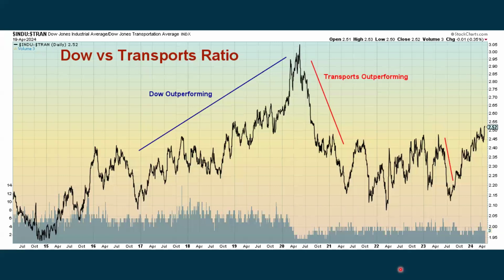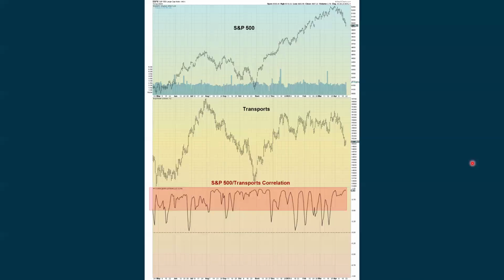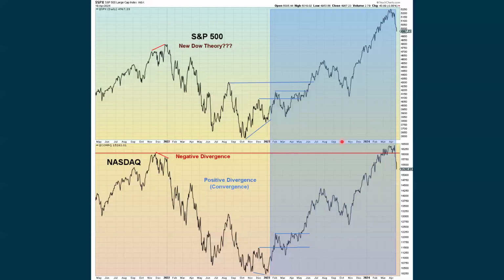We look at a ratio between the Dow and the transports. When this is going up, which is what it's doing now, that means the Dow is outperforming the transports. And we look at the relationship between the S&P 500 and the transports. It's pretty high right now. So they're having a tendency to go in the same direction at the same time. Right now, that means down, as both have been under pressure.